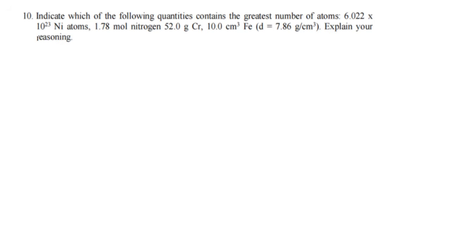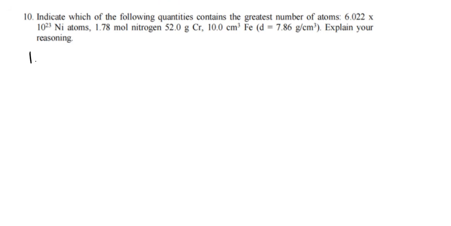We come to question number 10. Indicate which of the following quantities contains the greatest number of atoms. Explain your reasoning. These are very simple questions on more calculations. Given the options that we have, let's just write them down. The first one is 6.022 times 10 to the power 23. We're saying this is what?